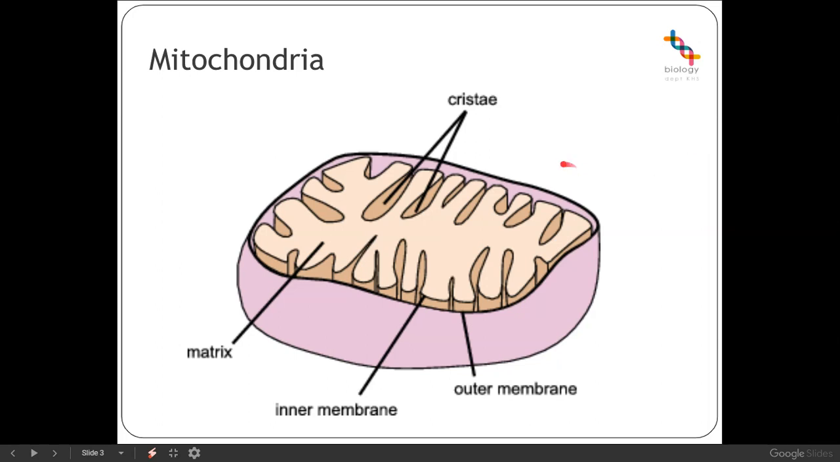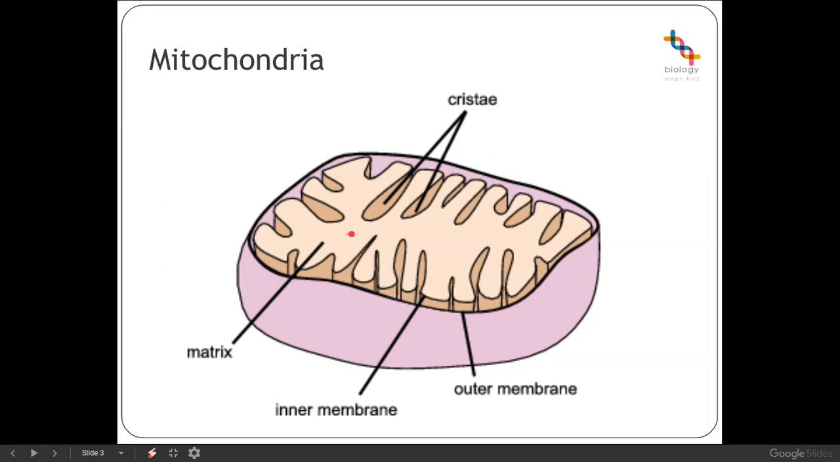So when we look at the mitochondria itself, you can see it's got a double membrane. It's got this outer membrane surrounding it, and then it's got this inner membrane which is all folded up. These folds are referred to as cristae, and they provide a larger surface area. Within the inner membrane, around its folds, we've got a matrix, and this matrix is full of fluid which has the right enzymes that are involved in the citric acid cycle.